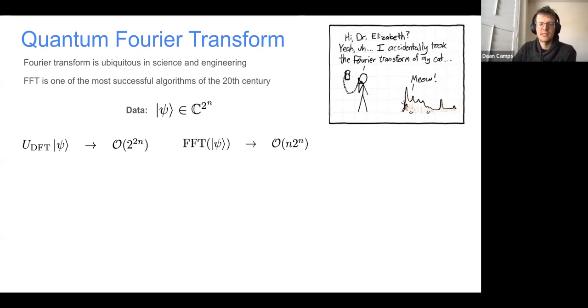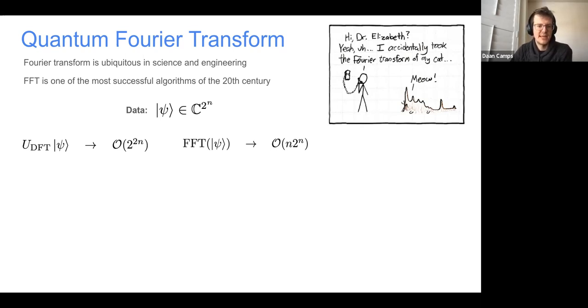So how does the fast Fourier transform scale? Assume that we have some data vector, which is exponential in size. If we want to compute the discrete Fourier transform by just a matrix vector product, the scaling is actually quadratic in the number of data that we have. So we get 2 to the 2n if we have an exponential vector. This becomes much faster if we apply the FFT algorithm to this data vector. In that case, we get n log n, or n times 2 to the n for the exponential vector.